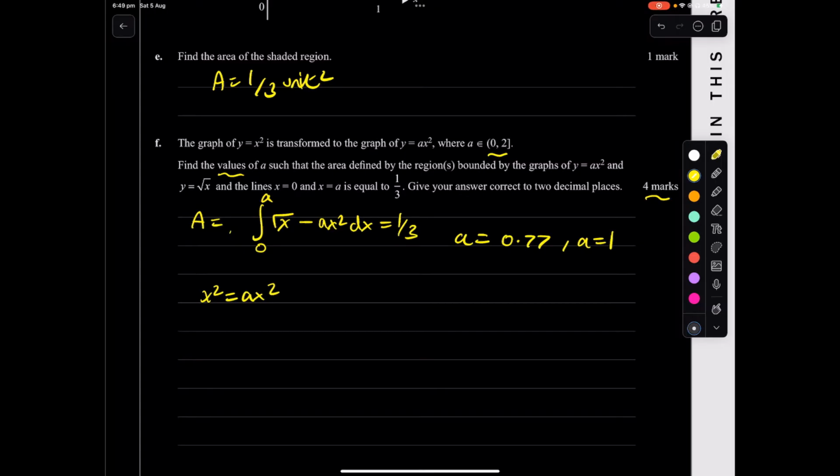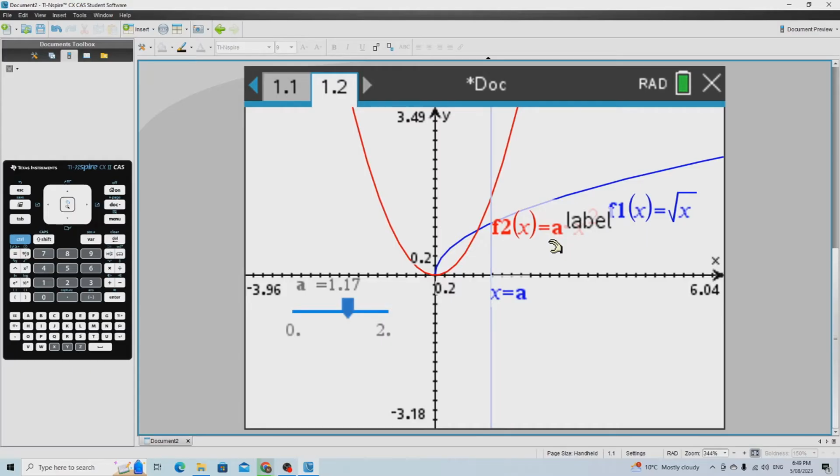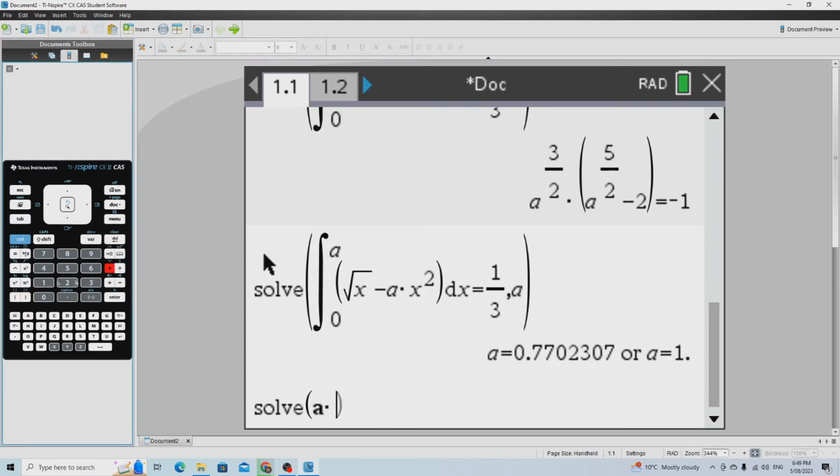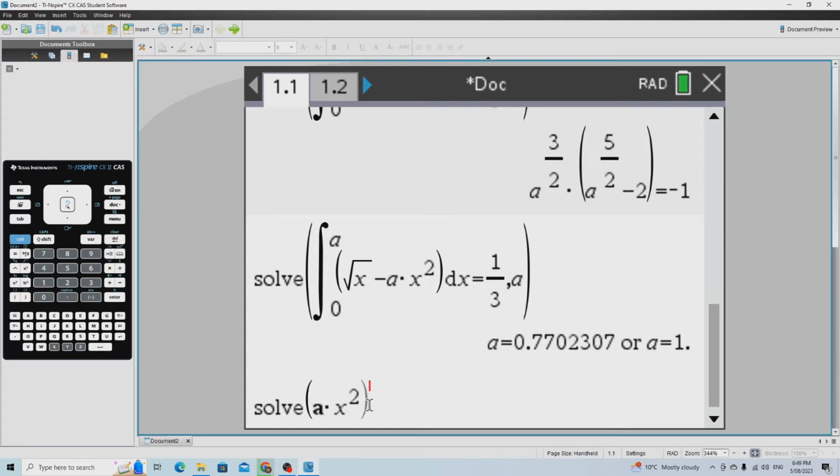Wait, what am I doing? Okay, wait. ax squared equals root x. And I'm going to just solve for x, actually. I don't want to make any mistakes. Okay, nah, it's useless to do that, so I'm just going to do it by hand anyway.